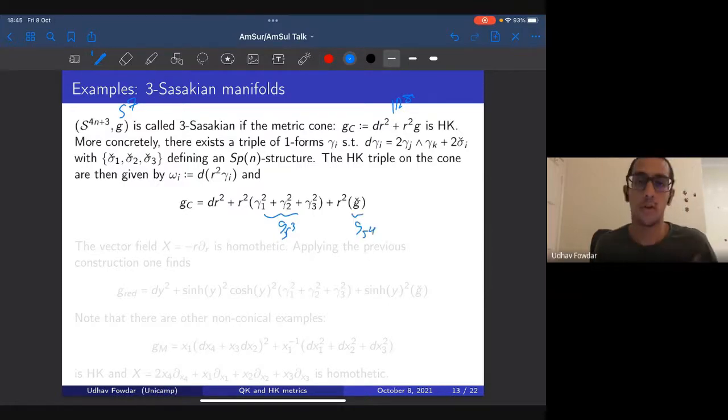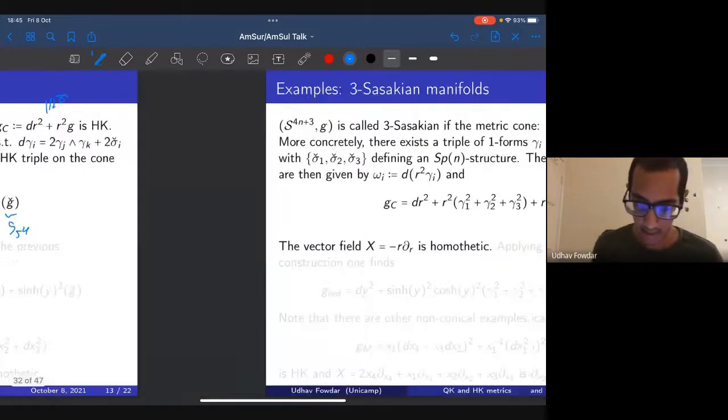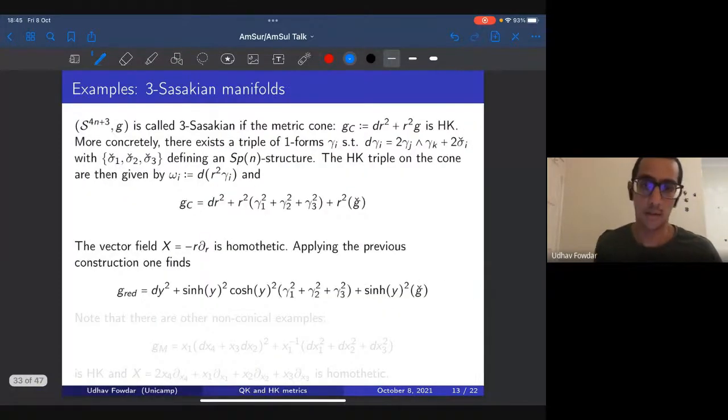So this is the cone over a sphere, right? Okay, so this is a prototypical example of a Ricci-flat Kähler manifold. Now, there's a natural homothetic Killing vector field coming from this other direction. So if you apply the previous construction, you do the hyperKähler quotient, it turns out that you obtain the following metric here, and this is a Quaternion-Kähler metric with negative scalar curvature.